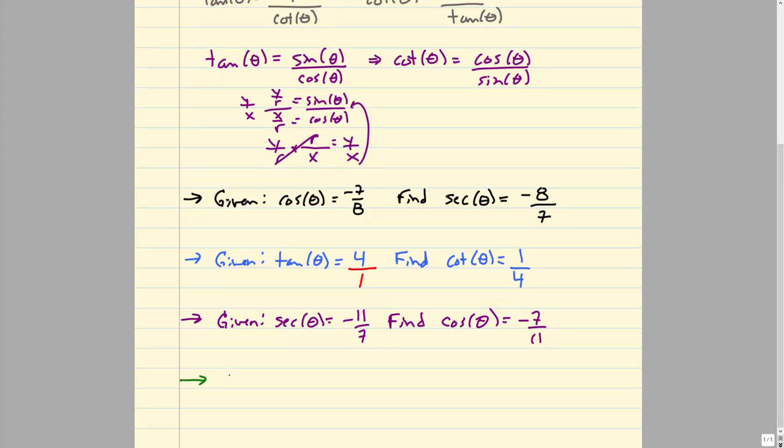And let's look at our last one here. So we've done cosine, tangent, secant. Let's look at cosecant. So cosecant theta equals root 99 over 5.